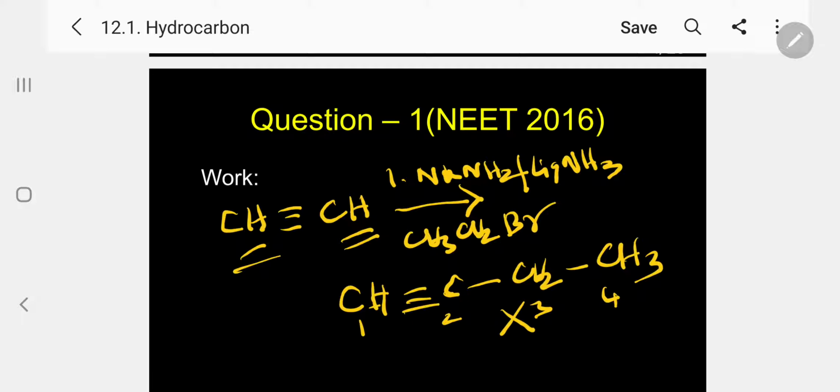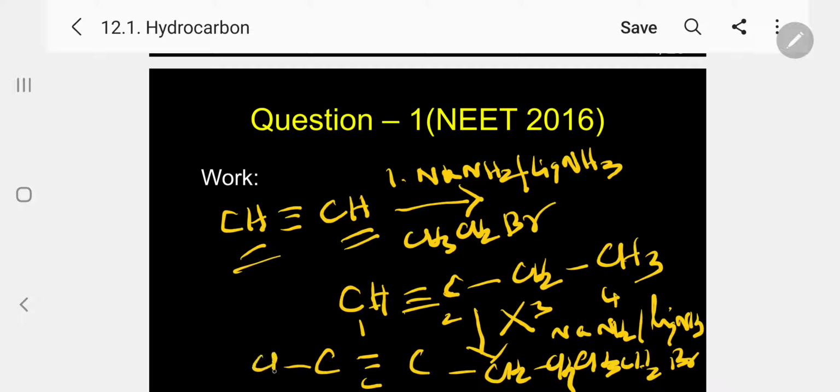So what will happen now? If you treat with the same reagent, sodium amide in the presence of liquid ammonia followed by ethyl bromide, the other terminal hydrogen atom will be substituted. What will happen now? CH3, CH2, C triple bond C, CH2, CH3: this side CH2, CH3 and this side again CH2, CH3. So this is the product formed. We will call this Y.